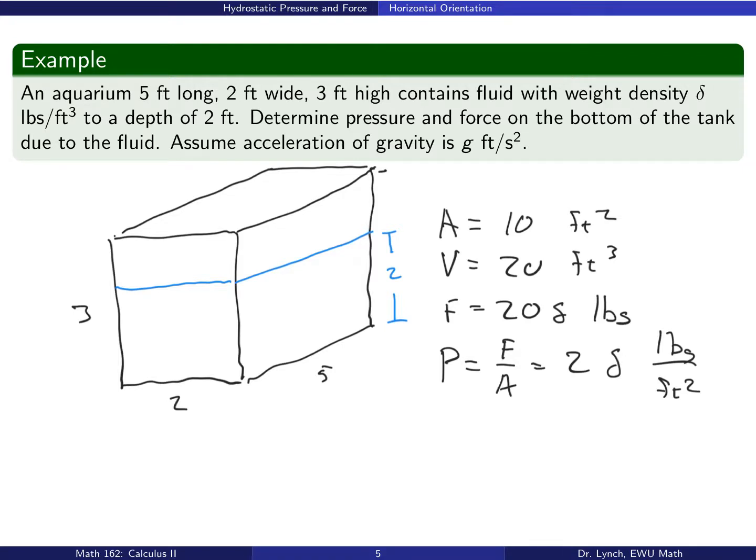The volume of the fluid above this is 20 cubic feet. Multiply this 20 cubic feet times the weight density to get the force, 20 delta pounds. Of course, the pressure is the force per unit area, so divide by the area to find that the pressure is exactly 2 delta pounds per square foot. It turns out you don't need the acceleration of gravity, and the reason for that is because, again, pounds is a unit of force in the imperial units.